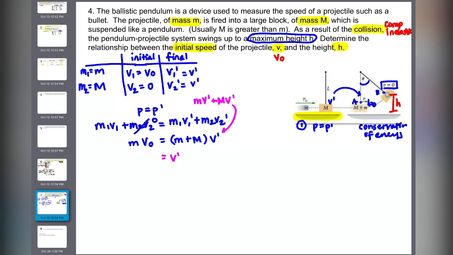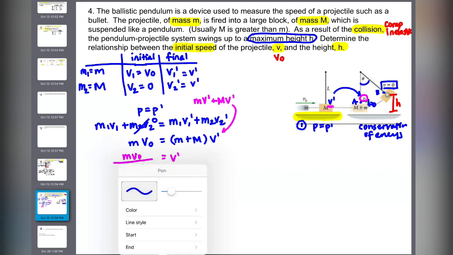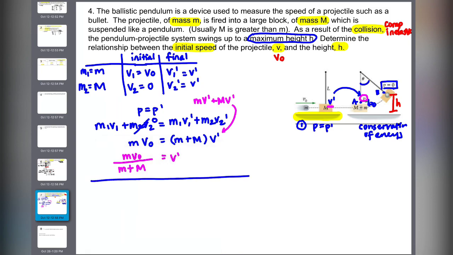Okay, and so the relationship for v prime, if I isolate v prime on its own, because v prime, if we look at this picture, is what I have to sub into the conservation of energy, right? So I'm going to rearrange this equation as m v naught all divided by m plus m. Okay, so that's the first part.